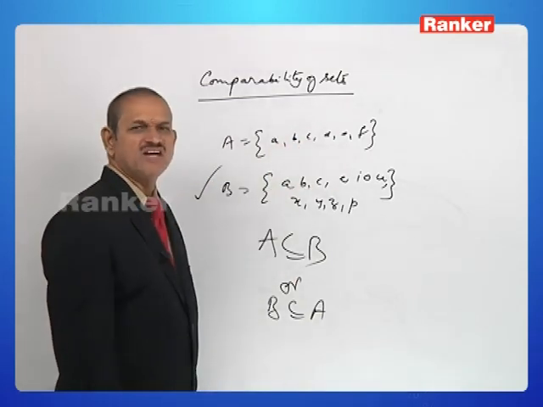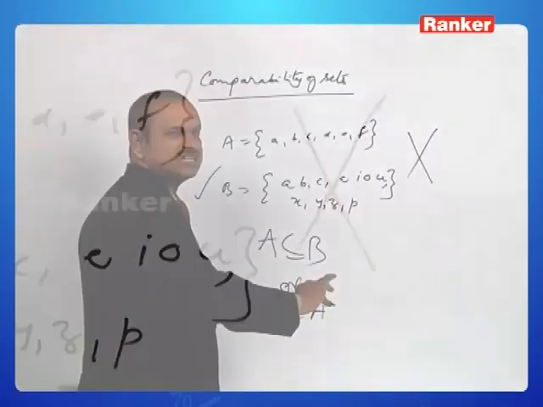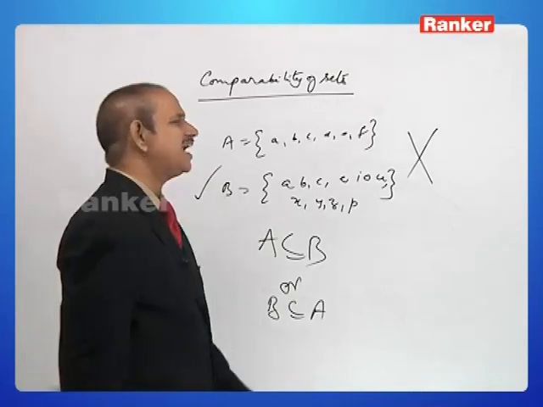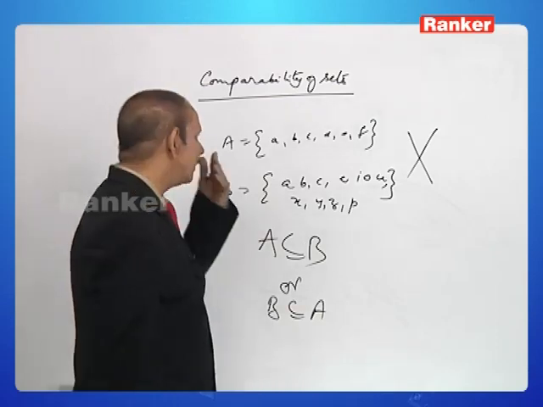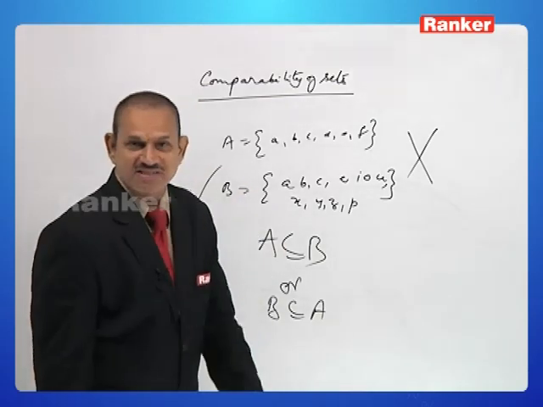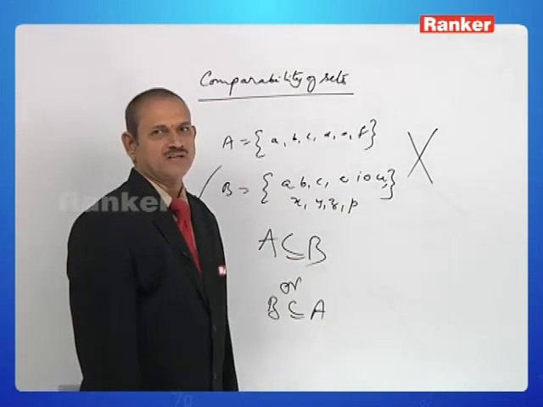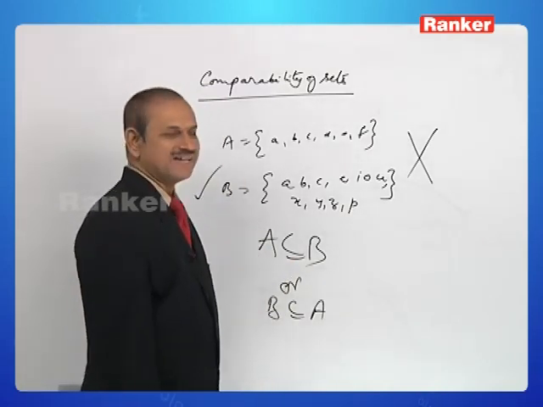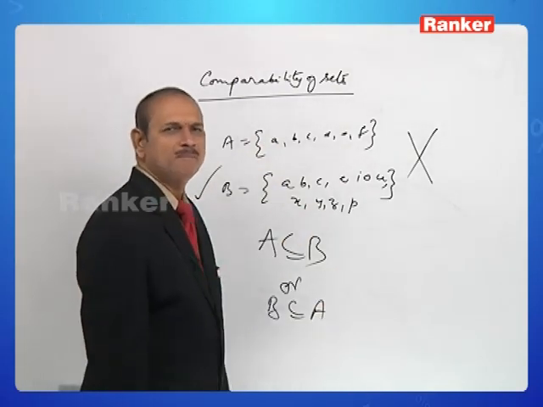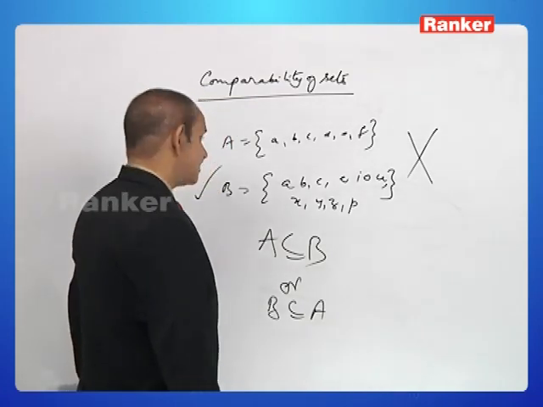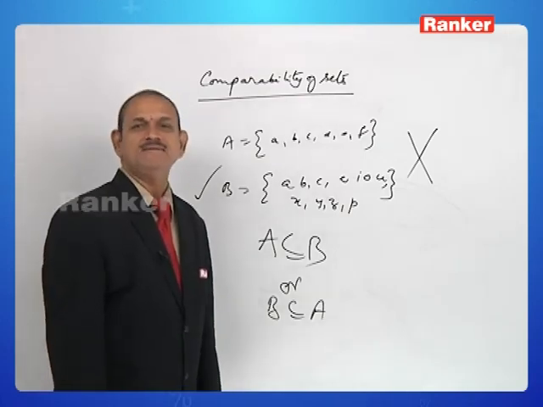Saying this set is big is also absolutely wrong. You cannot compare these two sets at all. You cannot say this is smaller or this is bigger. Why? Because for the comparability of sets, we should have either A subset of B or B subset of A. Then only we can compare the two sets. These two sets are not comparable. Well, let us now have the perfect definition of the word comparability.